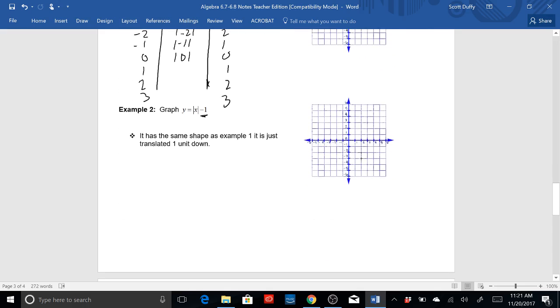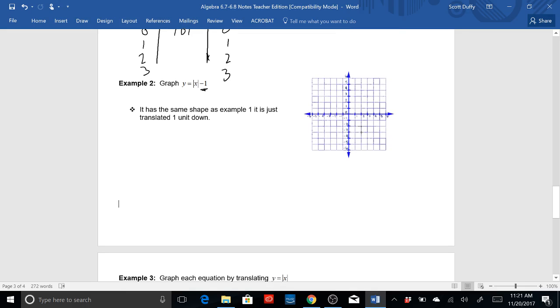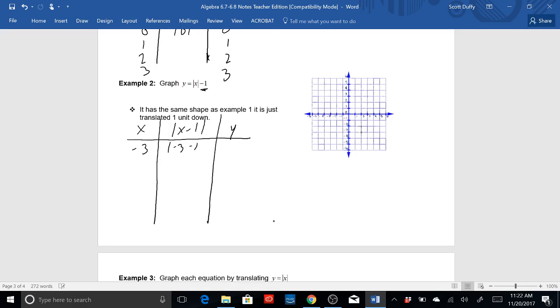Let's look at absolute value of x minus 1. So I have, let's say, x, then I have absolute value of x minus 1, which would make y. Now let's say -3. -3 minus 1 is, sorry, excuse me, let me undo this. Made a mistake in writing this down. Absolute value of -3 is 3, minus 1 is 2. Use -2. Absolute value of -2 is 2, minus 1, that's 1.